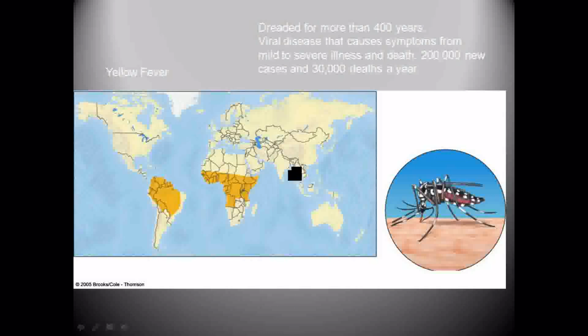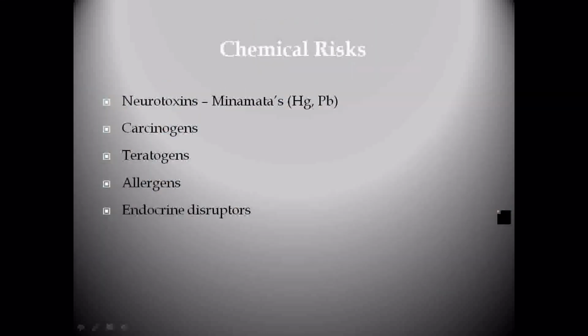Yellow fever, almost exclusively in the equatorial region. And why are all these diseases in the equatorial region? Because the virus is spread by the bite of an insect. Insect bites are much more common in warm tropical areas.